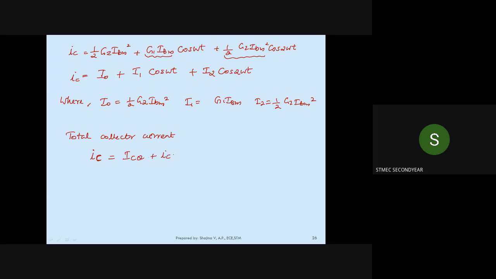When we discussed the amplifier, we said first that the Q point value will be there, that is ICQ, plus this AC variations will be there.